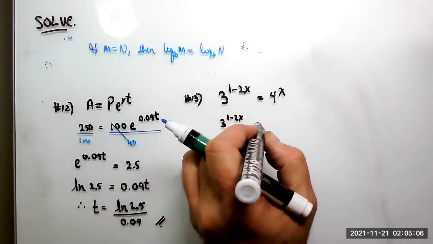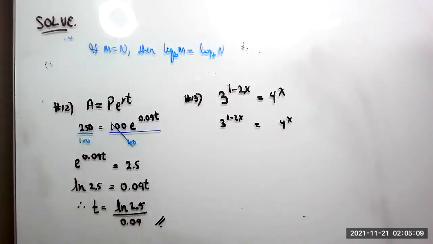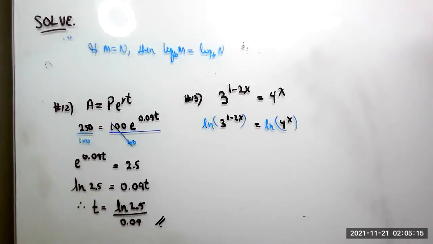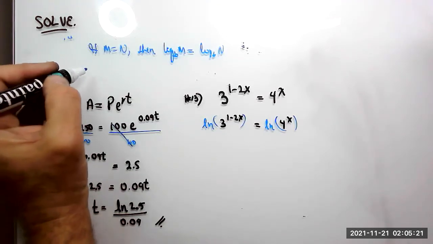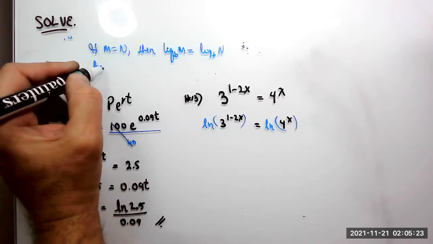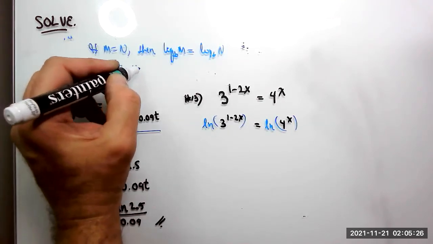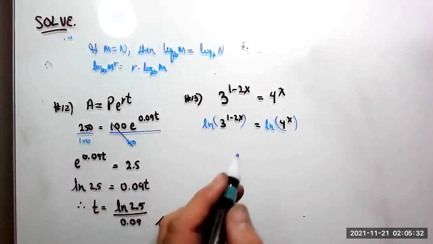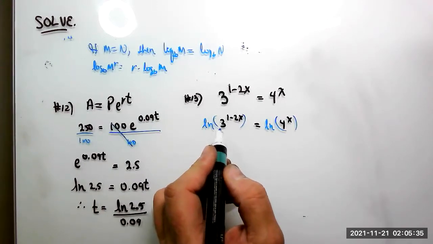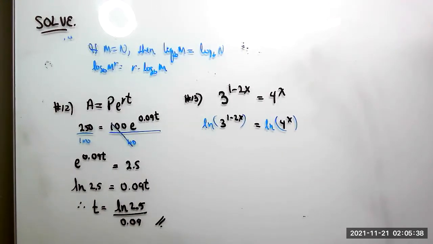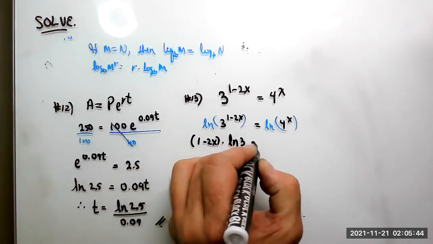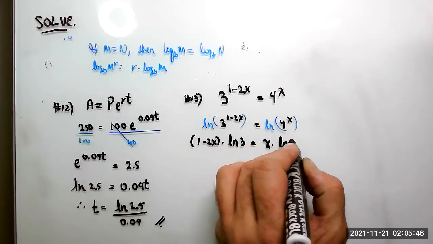3 to the 1 minus 2x equals 4 to the x. We apply ln on the left, ln to the right. And let's see what happens. If you recall, we have the power rule that states that log base b of m to the r equals r times log base b of m, this r can be brought to the front. Likewise, this 1 minus 2x can be brought to the front as multiplication. So parentheses 1 minus 2x times ln of 3 equals, we bring the x to the front, x times ln of 4.